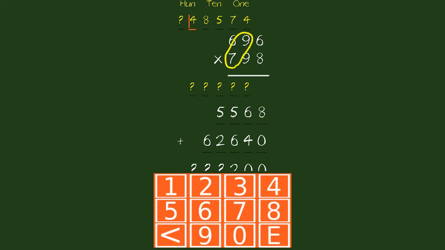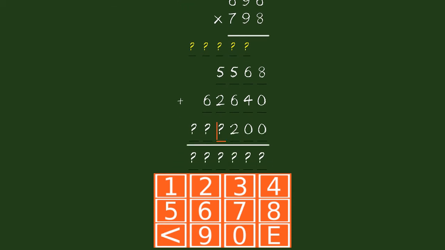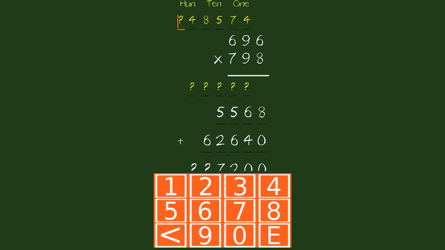Now multiply 9 times 7. 9 times 7 equals 63, and we need to add the 4 in the hundreds carry location to this. 63 plus 4 equals 67. Touch the question mark in the thousands answer location and the 7 on the keyboard to put the 7 of the 67 in the thousands answer location. Now touch the question mark in the hundreds carry location and the 6 on the keyboard to put a 6 in the carry location.